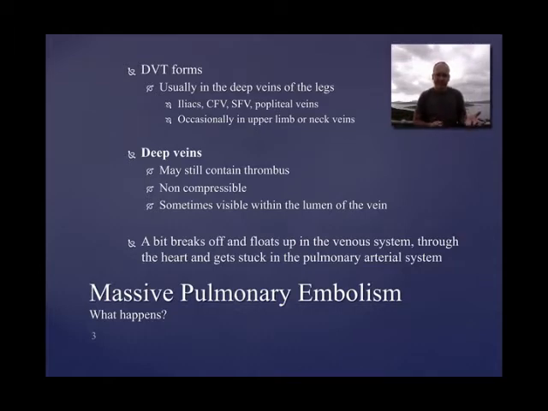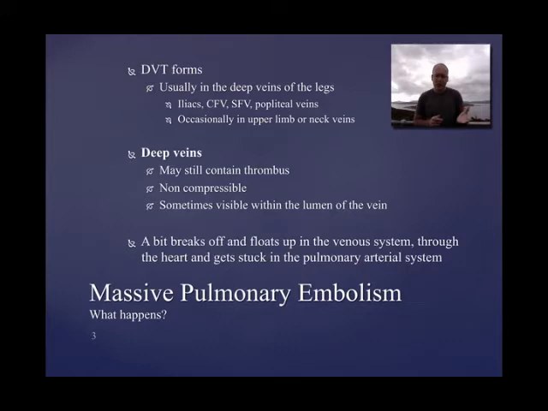You start with a DVT. It's usually in the deep veins of your legs. It can be in the iliacs, common femoral vein, superficial femoral vein, popliteal veins, occasionally in the upper limb or neck veins. When someone's had a PE, they may not have any evidence of DVT, but sometimes you can see thrombus still in the veins, and typically where a vein will normally compress when you put ultrasound pressure on it, when it's full of clot it doesn't. Sometimes you still see echoes and visible clot within the lumen, although fresh clot's often hypoechoic, but it's always non-compressible.